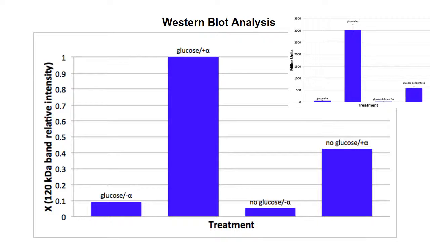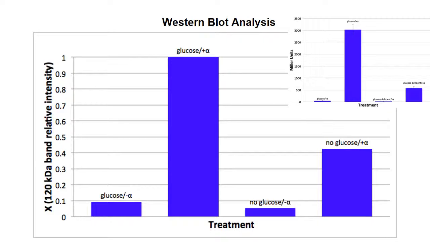This next slide shows a graph of results we obtained from performing a Western blot, quantified by using Image Studio. On the y-axis is the relative intensity of the 120 kilodaltons bands on the Western blot. And again, on the x-axis is our treatment groups.